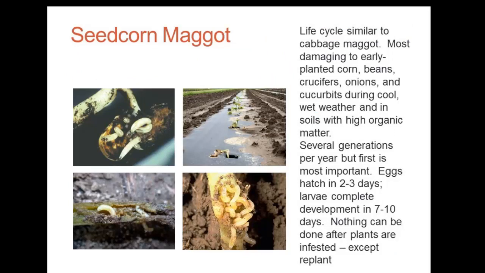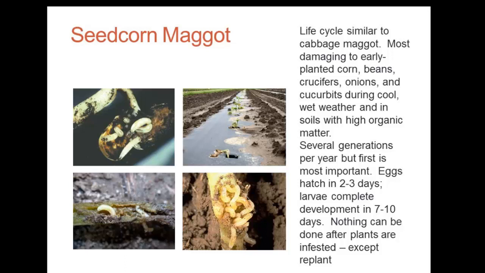The seed corn maggot is another species. Cabbage maggot goes to plants in the cabbage family. Onion maggot goes to plants in the onion family, and seed corn maggot goes to plants in just about any plant family. So seed corn maggot is one that goes to all of these crops. It has a very similar life cycle, goes to a lot of different crops, feeds on seeds or seedlings, and it can kill transplants, although it is much more likely to kill seedlings.